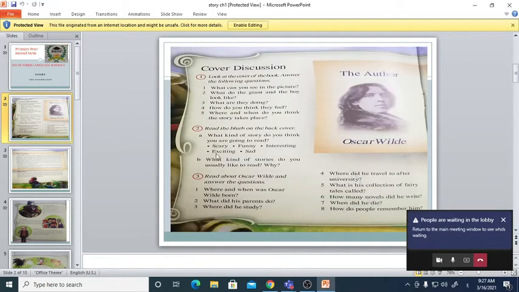In your books you have the cover of the book. On the cover we have a picture of a giant man, a very big man, and some children. This is the cover of your book. And the first page is like this one, the one on the screen.